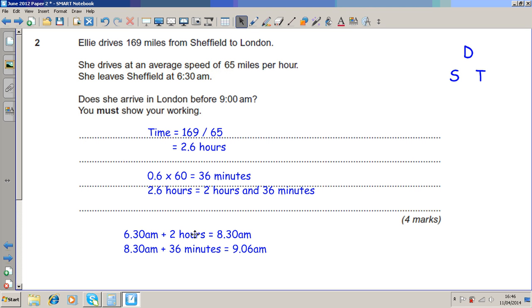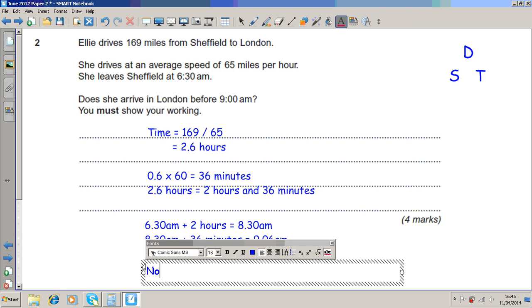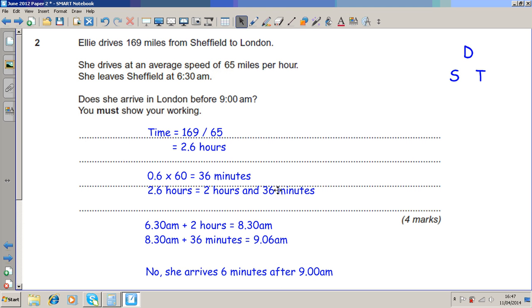So does she arrive before 9 o'clock? No, she doesn't. She arrives 6 minutes after 9 o'clock. Alright, 4 marks for that. Take your time, step by step, and work your way through it.